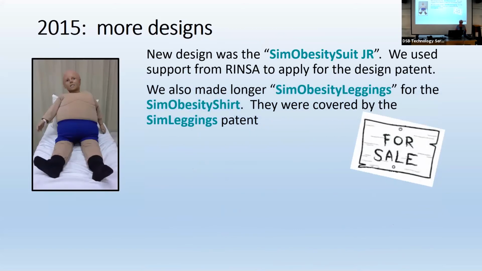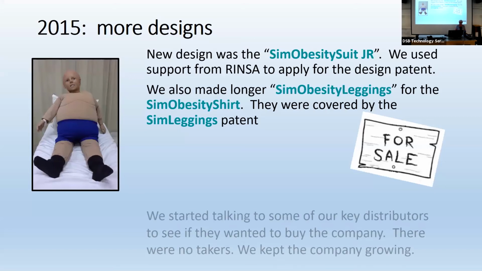And then we made some obesity leggings for the obesity shirt, which were just longer ones. Instead of just coming to the knee, they came right up to the hip. But fortunately, anything that was a sim legging style goes back under the same patent, which was really nice. We didn't have to reapply for patents on these designs.